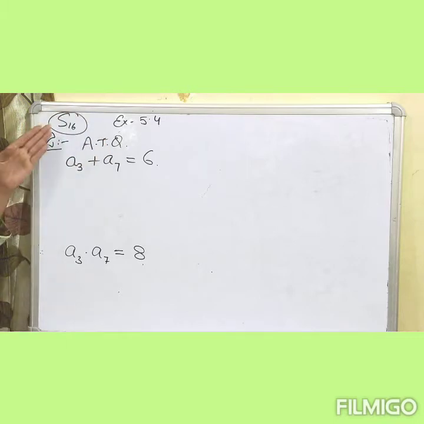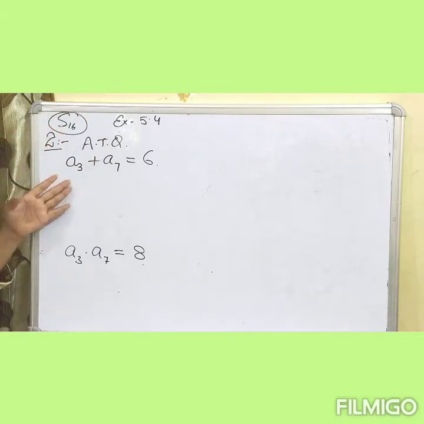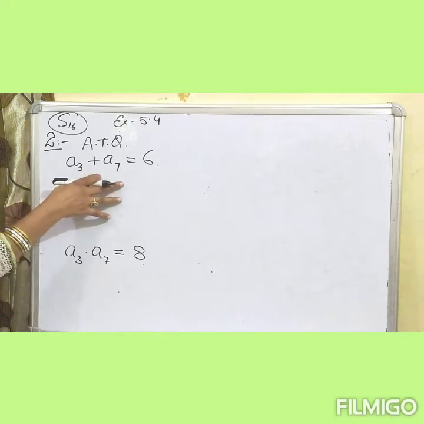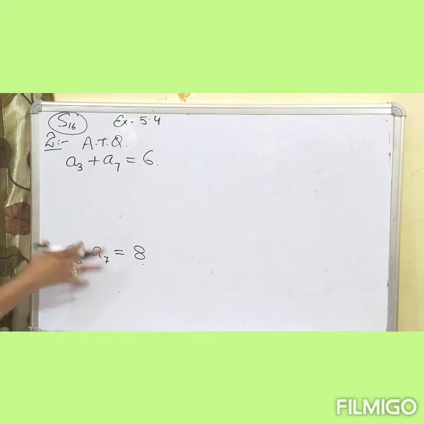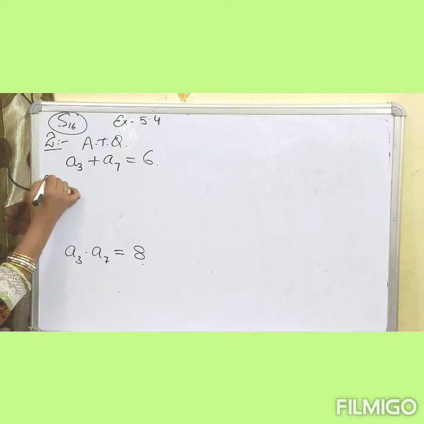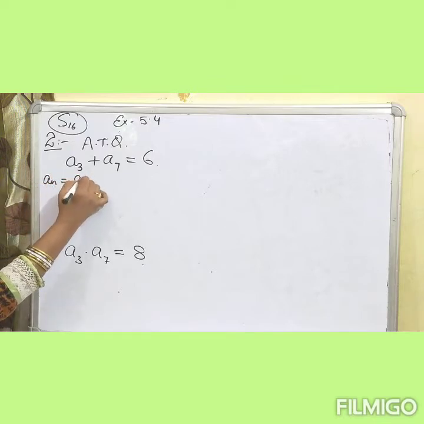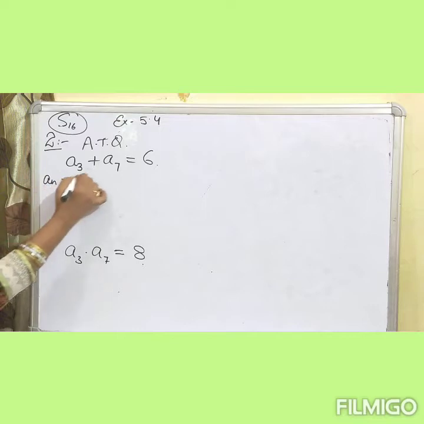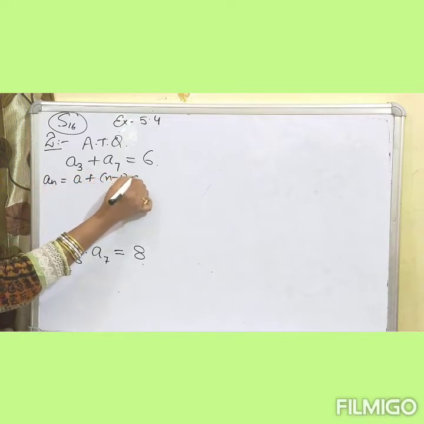For finding out S16, we must know A and D. And because we have two equations here, we can easily find A and D. What we have to do now is apply the formula for A3 and A7, as we have a common formula for the nth term, and you must be aware of that formula: An is equal to A plus (n minus 1) into D.